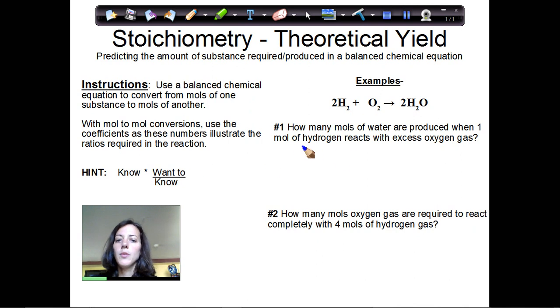So for this problem, we have 1 mole of hydrogen, and it's reacting with excess oxygen gas. That phrase, the excess, all that means is that there's plenty of oxygen gas. That's not going to limit how much water can be produced. So if you are given a problem and it says with excess anything, you can just ignore that part of it because it's not going to affect any of your problem. You are interested in the number. So we have 1 mole of hydrogen. That's what we know.